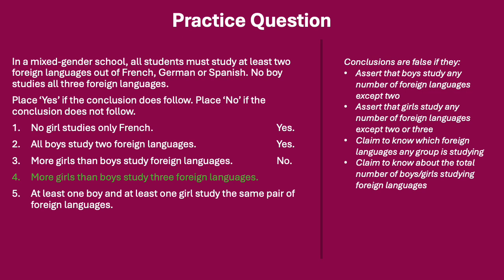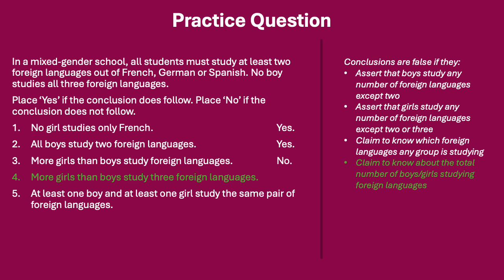Conclusion 4 states more girls than boys study 3 foreign languages. So once again, consider if there's any information that we've written down on the right of the screen that might help us come up with the answer to this. Now this one is a little bit trickier. While the question says that no boy studies all 3 foreign languages, it doesn't say that about girls. What we wrote earlier as one of the things that we definitely know is that all girls study either 2 or 3 foreign languages. So it's tempting to answer yes that this follows.